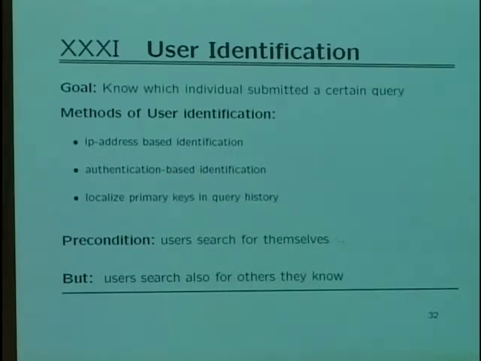What else could we do? We could try to identify the individual who is behind a certain query set. You could do that by IP addresses, by authentication information, but we do not have this information in the data set. So the only thing which we could focus on is to localize possible primary keys in the query history of the user. So the precondition is that users are actually searching for keys of themselves. I neglect the fact that users are also searching for keys of people they know. This leads to some false positives. I will show you that later.